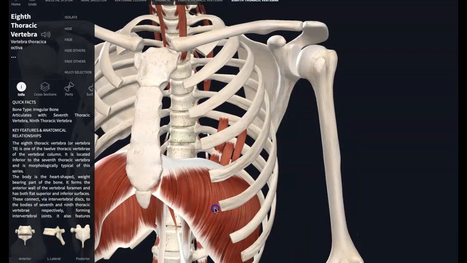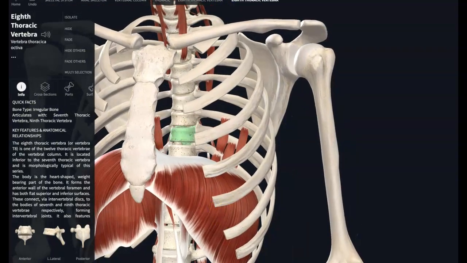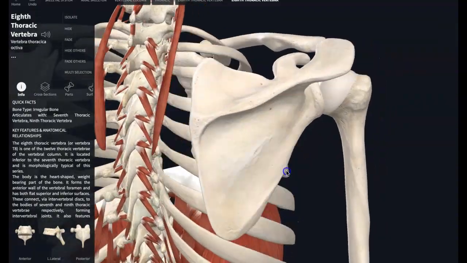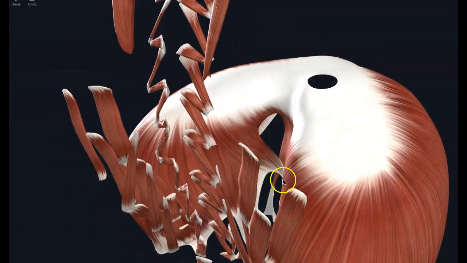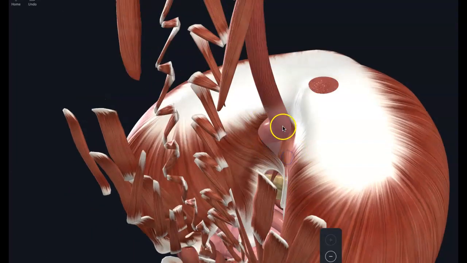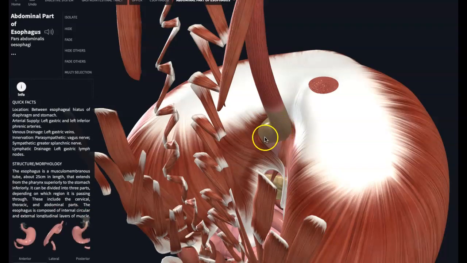The next hiatus is the esophageal hiatus, and that's for the esophagus to pass through. So let's take a look at that. It's a little more posteriorly. So we remove the skeletal layer, we can see that hiatus. So here's that hiatus right here for the esophagus to pass through. Okay, so here's that esophagus coming through the esophageal hiatus.